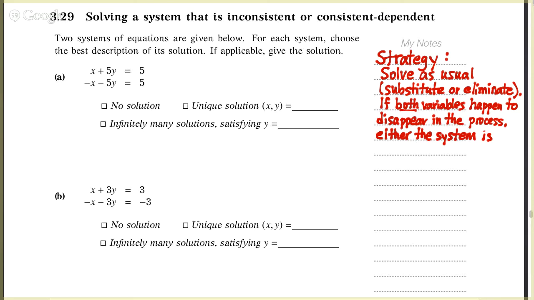So in a situation where both our x's and our y's happen to disappear simultaneously, then we're going to end up with a third equation which has no variables in it at all. And an equation which has no variables in it at all is either going to be always true or always false. If we get an equation which is always false, then we have a system that has no solution whatsoever. Such a system we call an inconsistent system. There is no solution. There's no point that both of those lines have in common.